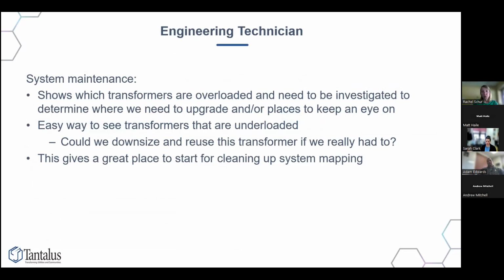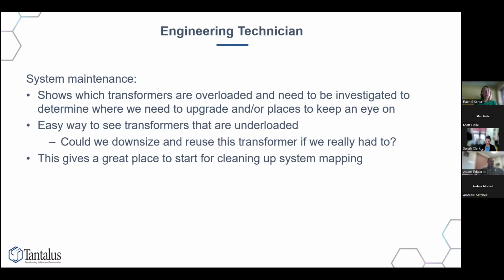And it also shows which transformers are underloaded. So could we downsize there? Like Adam gave that great example with that transformer that just failed: do we really need to put a 37.5 transformer there? Can we use something smaller, like a 10 kVA? There's only one service on them, they're never maxing out. So that gives us that ability too.